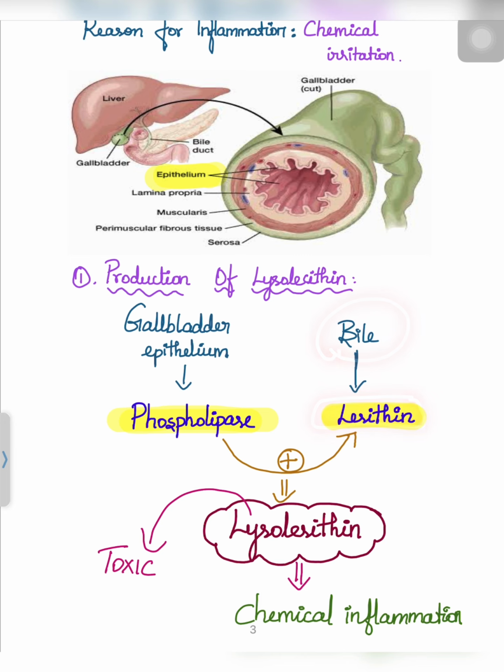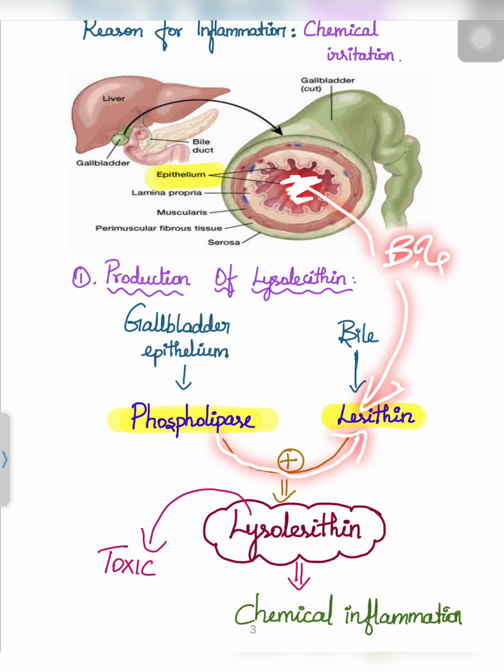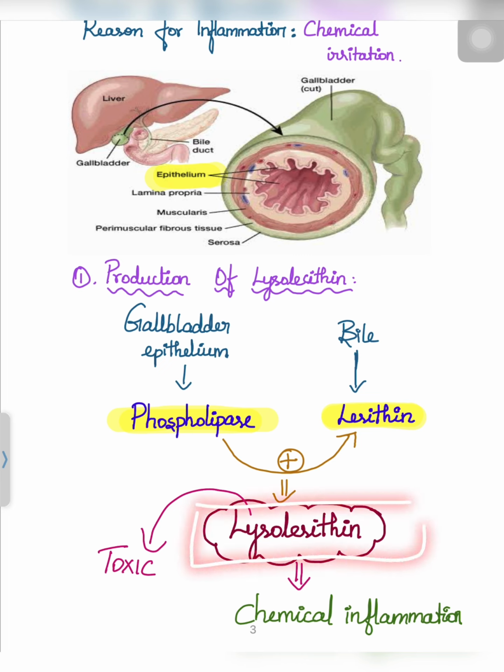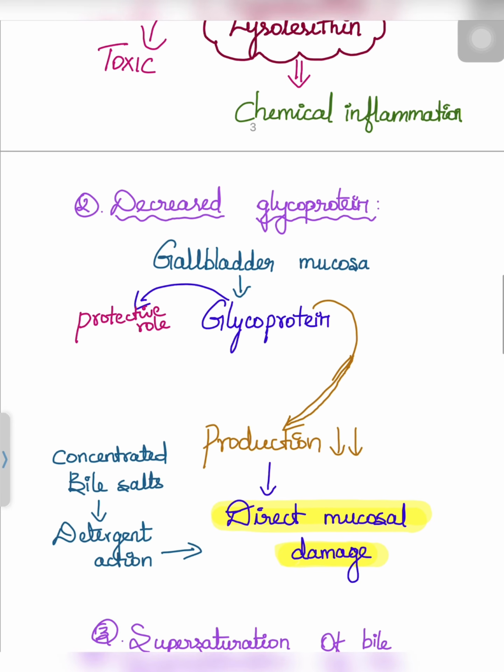Okay, first, the epithelium of the gallbladder secretes a compound called phospholipase. Inside the gallbladder there is bile, and this bile contains lecithin. This phospholipase acts upon lecithin over a period of time, because due to obstruction the bile is inside the bladder for a long time, right? They form a compound called lysolecithin. This is very toxic, and this toxic compound leads to chemical inflammation. Okay, this is one possibility.